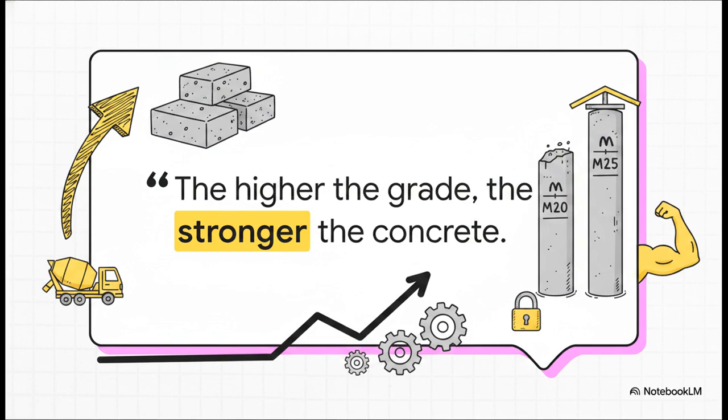So, after all that, what's our golden rule? The main takeaway: the higher the grade, the stronger the concrete. It's a direct, proportional relationship. An M25 mix is fundamentally designed to handle more compressive force than an M20 mix, assuming, of course, that all those strict mixing and curing rules we just talked about are followed to the letter. It really is the universal language of structural safety.